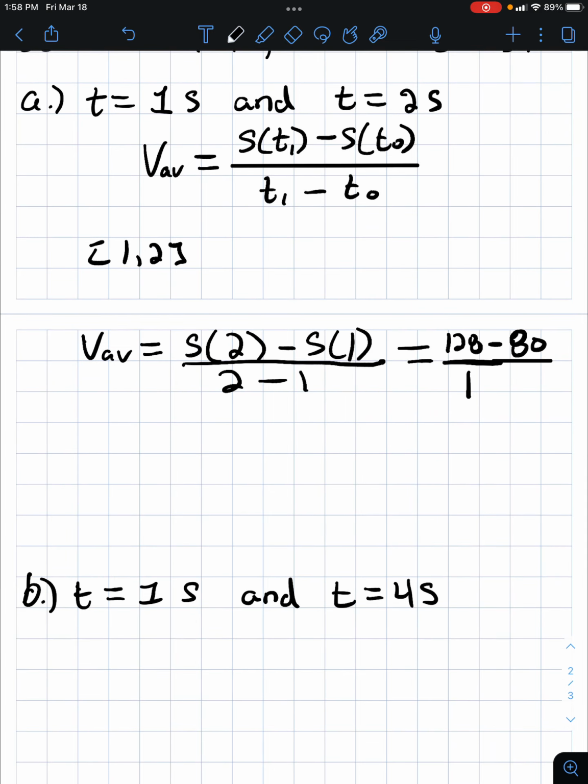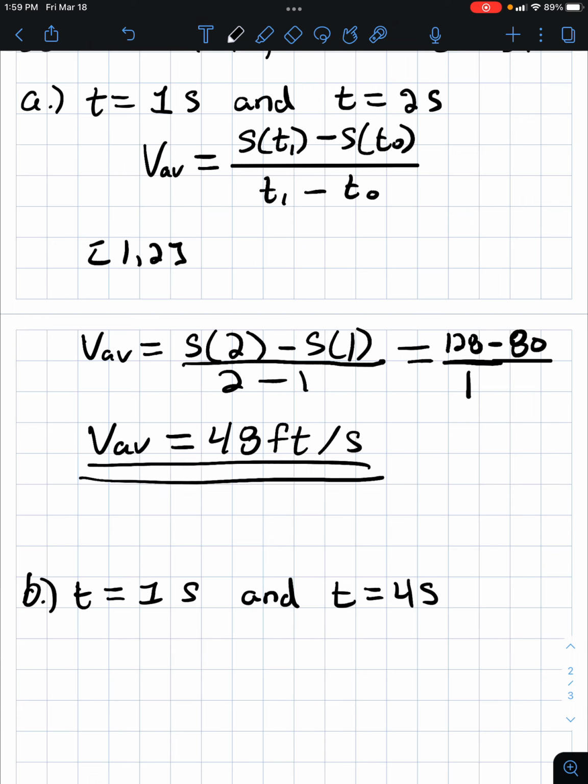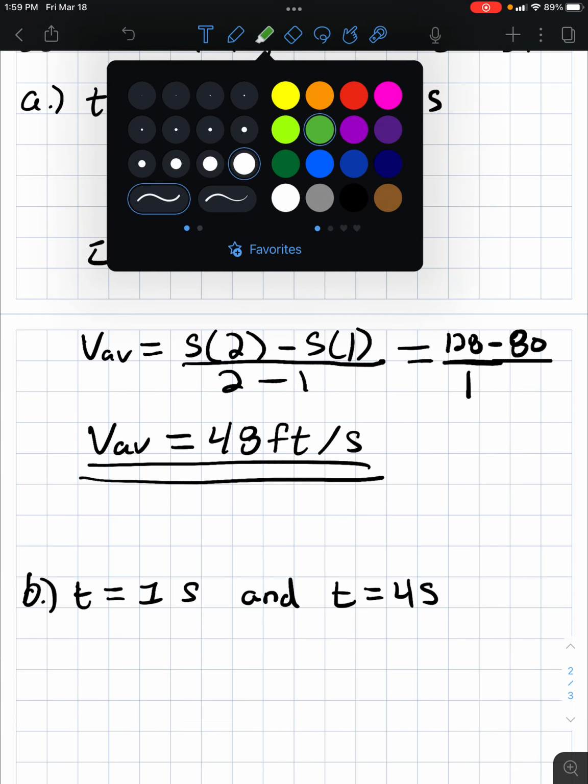So the average velocity for part A will be v_av equal to 48 feet over 1 second. So 48 feet per second. And that is going to be the solution for part A.